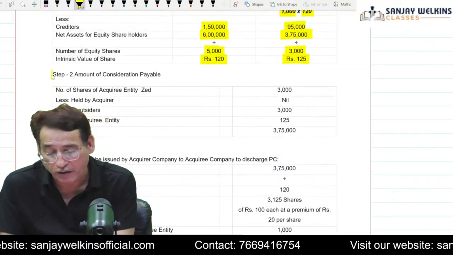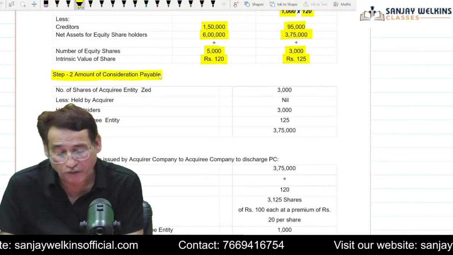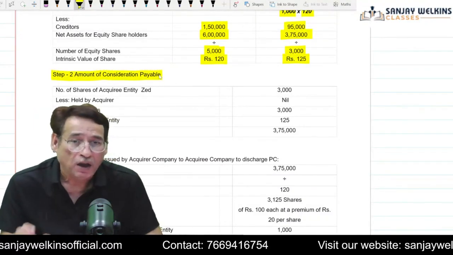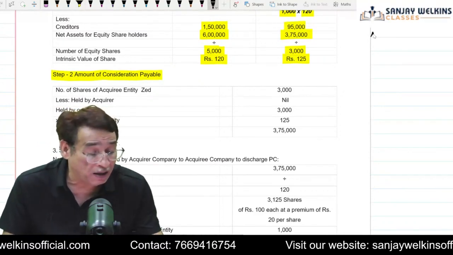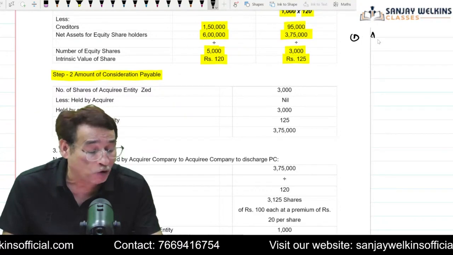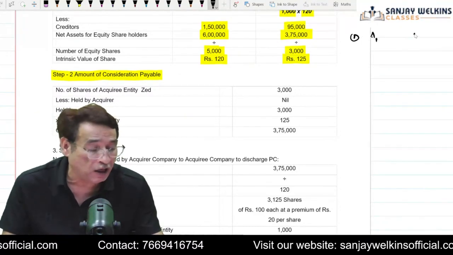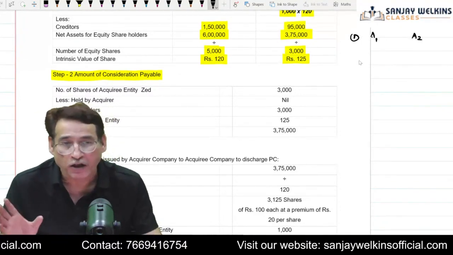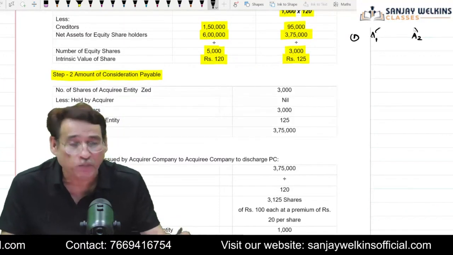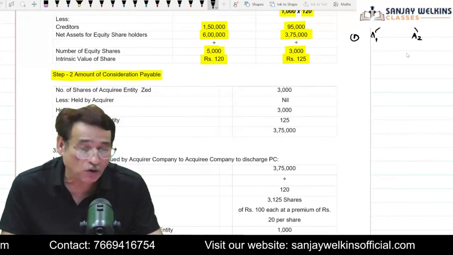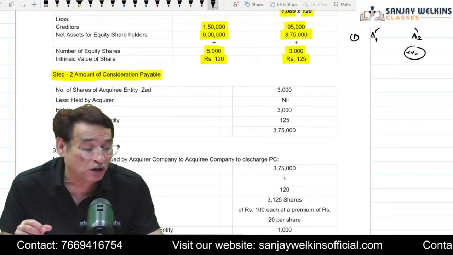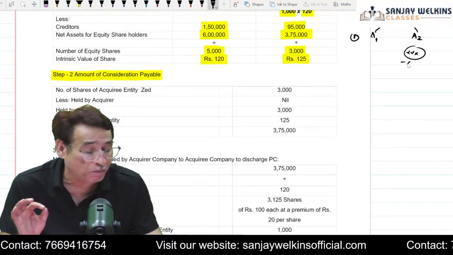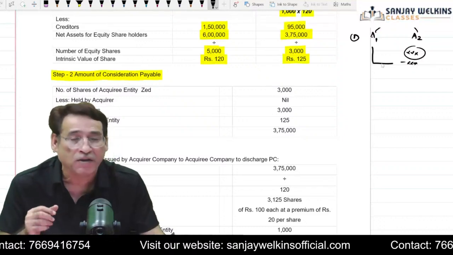The next point is the amount of consideration payable. Now, in case one, consider A1 as the acquirer and A2 as the acquiree company. If A1 has made the investment, in order to compute the purchase consideration, first of all, we take into account the total number of shares and then we subtract the number of shares held by us. Correct?